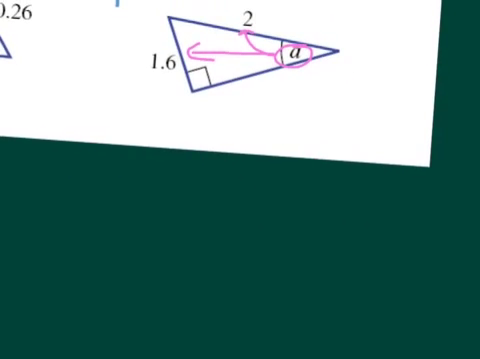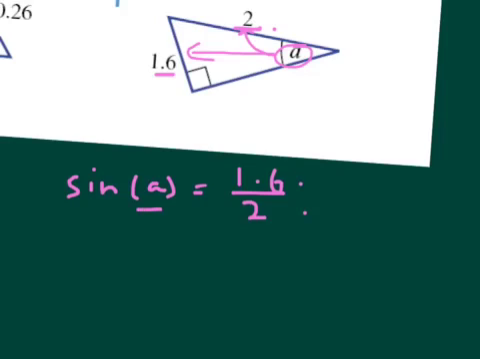Alright, so the first thing we'll do is we'll say sine. Isn't that a nice colour? Sine A equals opposite, 1.6, over 2. Opposite over hypotenuse. That's the sine ratio, isn't it? Alright. So now, the only thing we've got to do here is remember that we are finding an angle. So when we are finding an angle, it's important that this is what we do.